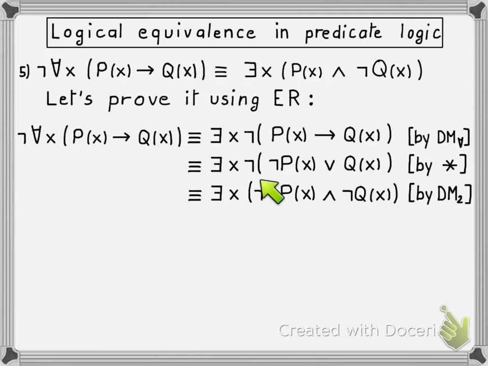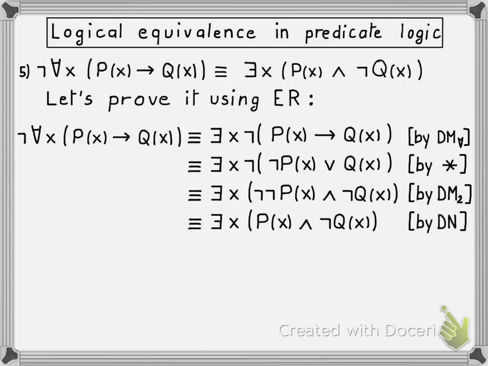Notice how the negation of not P is P, and the negation of Q is not Q, and we switch the disjunction to a conjunction according to De Morgan's law, the second one. And finally, we can get rid of the double negation using the double negation equivalence. And lo and behold, we end up with the second proposition in our logical equivalence. So this is an actual proof, a formal proof of that equivalence. I just wanted to give you at least one example so you know how to do those.